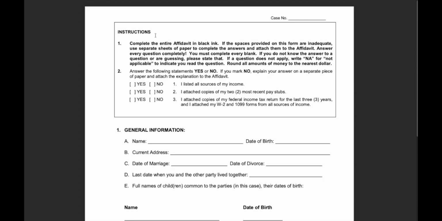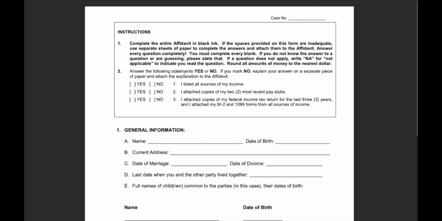As you fill out the instructions, I always highly suggest that people read this first box. If you do not know an answer or are guessing, please state that. If your question does not apply, write NA for not applicable to indicate you read the question. Round all amounts of money to the nearest dollar. So there's no need to indicate specific cents for each bill that you have.